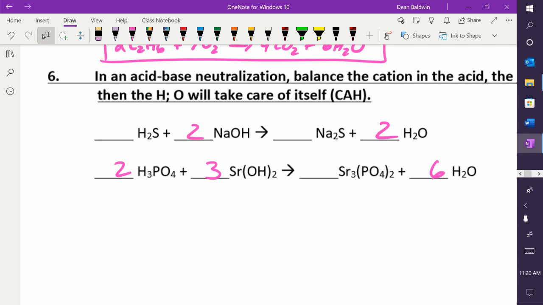Then I look at the hydrogens. Oxygens always last. 2 times 3 is 6. There's 2 there, plus this 3 is 6, so there's 12. So I have to put a 6 there. Then you balance the oxygens. Note that you don't include the PO4, because we treated that as one identity and already dealt with it. You just count these oxygens. That's 2 of them, times the 3 is 6, and there's 6 there.